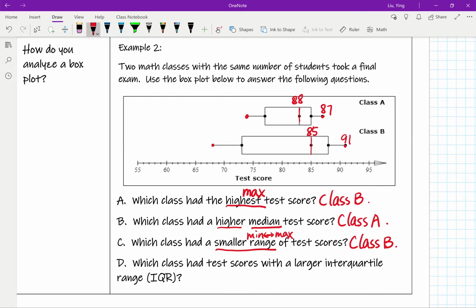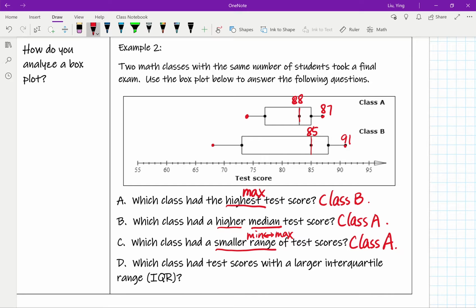Actually, sorry, the question is asking for a smaller range. So the answer would be the opposite, class A, because it's shorter, right? Now, if you're not sure, if they're just missing by a little bit and it's not obvious, you can always write out the numbers and figure it out.